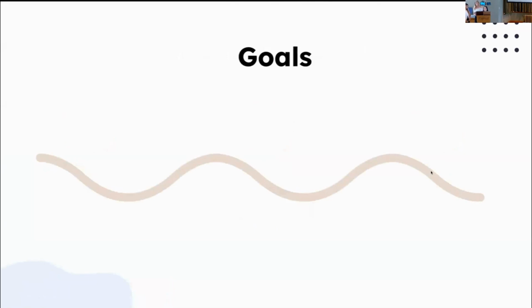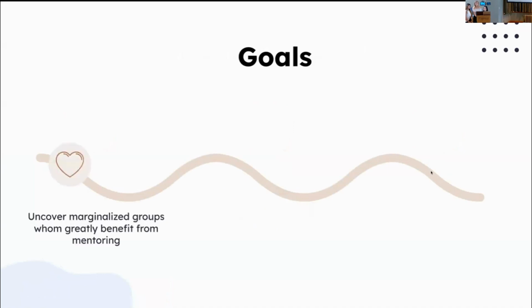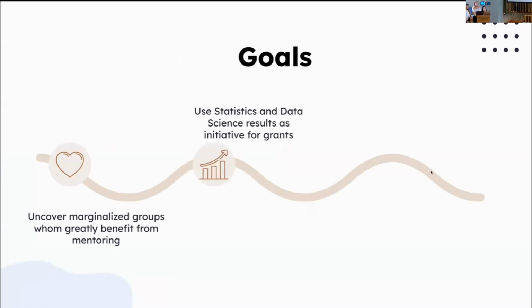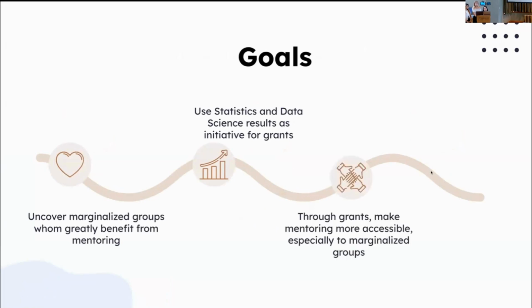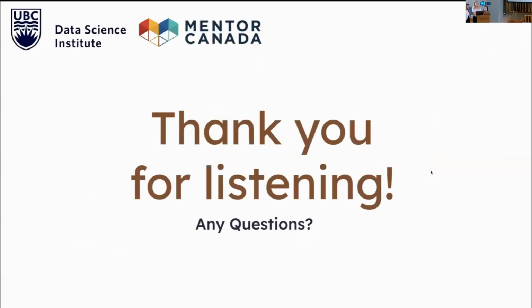And altogether, our project effort addressed 4 chief goals to pursue the broader social good. First, we uncovered marginalized groups who benefit the most from mentoring. Then, our statistics and data science results can serve as a strong foundation for our project partners' grant proposals. And through those grants, mentoring can be expanded and become more accessible across Canada, especially for marginalized, low socioeconomic status groups. And finally, the impact of our results can be cashed out in helping youth like Maya succeed and grow through meaningful mentoring programs. And this wraps up our final presentation.